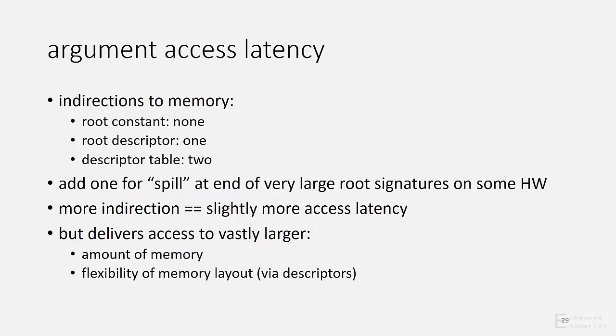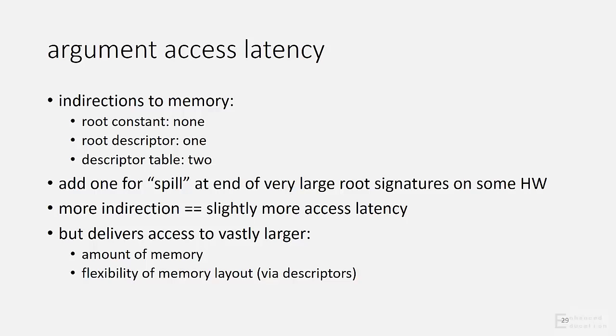We can compare the various types of root parameters by their argument access latency. In particular, we can think about it in terms of number of indirections to memory. So for root constants, those can live directly in the root, and so that would be like 0 indirections to memory, particularly for hardware that has native root argument storage. Root descriptors would be considered 1 indirection to memory because what's in the root is the descriptor, which contains a pointer to the actual data.